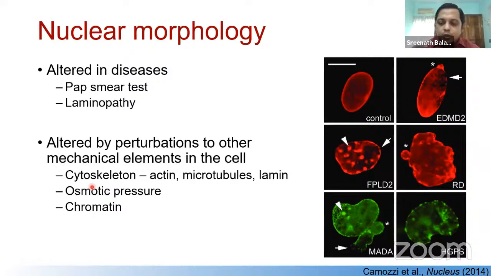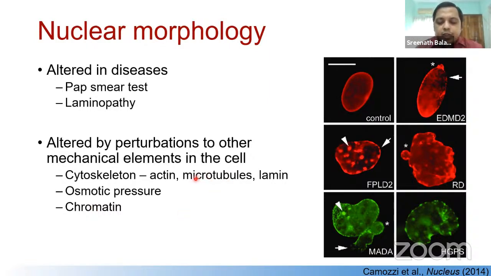So when you change the osmolarity outside the cell, you see large changes in the shape of the cell as well as the nucleus. So this has been very well characterized. Also, if you change the chromatin, like if you disassemble the entire chromatin using some drugs, you see drastic changes in the shape of the nucleus. So it is known that nuclear shape is regulated by many of these factors.